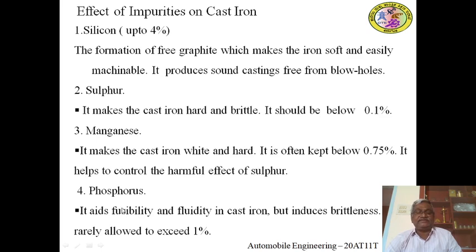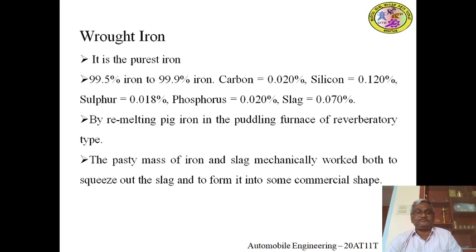Phosphorus aids fusibility and fluidity in cast iron but induces brittleness. It is rarely allowed to exceed 1%. It should always be less than 1%.